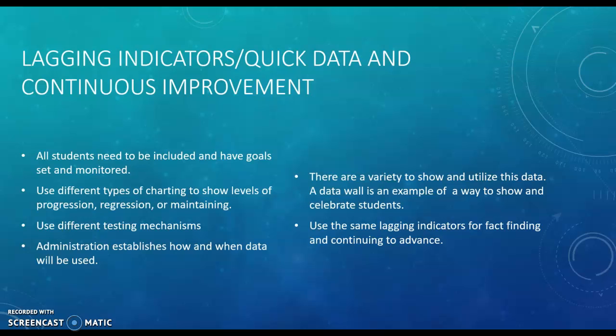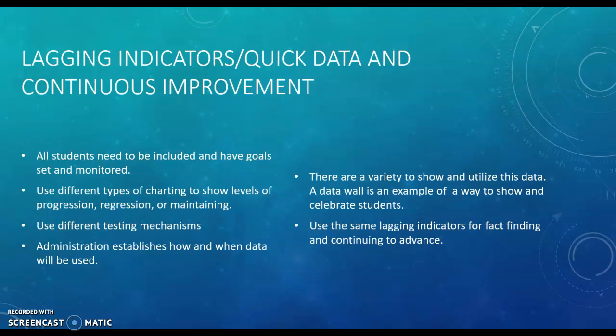There are a variety to show and utilize this data. A data wall is an example of a way to show and celebrate students. Use the same lagging indicators for fact-finding and continuing to advance. The lagging indicators and the quick data and continuous improvement work hand in hand within level 4.2.